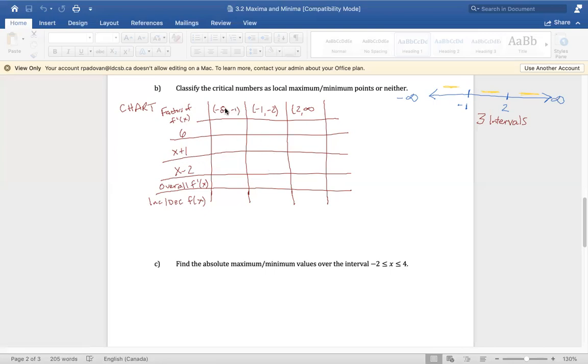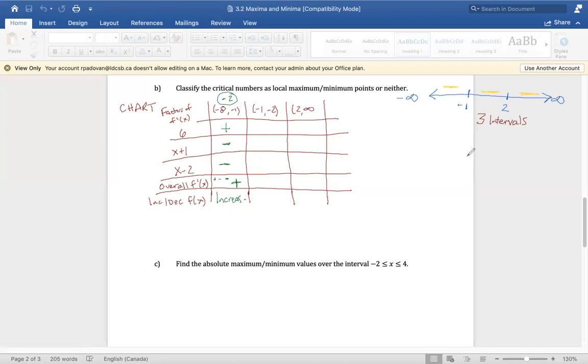So if I were to pick a number, any random number between negative infinity and negative 1, but I cannot choose negative 1, right? So let's say I chose negative 2. How do I sub negative 2 into 6? There's no x value there. So whatever the number is, my ending value is going to be 6, which is a positive number. Negative 2 plus 1 will give me negative. Negative 2 minus 2 will lead me to negative. So what is a positive multiplied by a negative? A negative. And then that negative multiplied by a negative would give me a positive result overall, right? So that positive result means my original function is increasing in this interval.